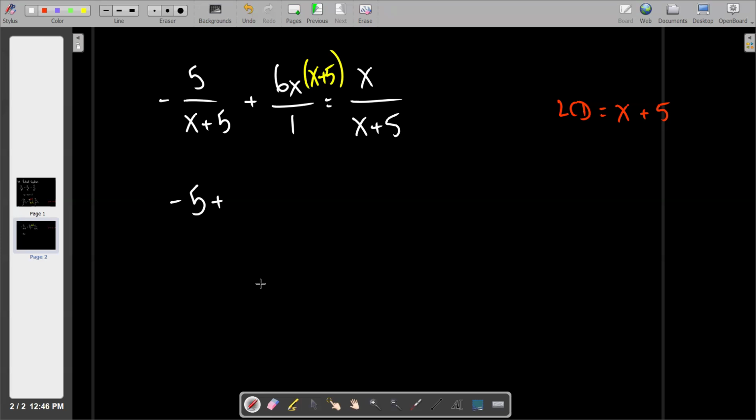-5 plus what? Plus. Yeah, equals what? Nope. And it's just algebra 101. We're going to pile all of our stuff onto the left, set it equal to 0. Let's get this done. 6x squared.